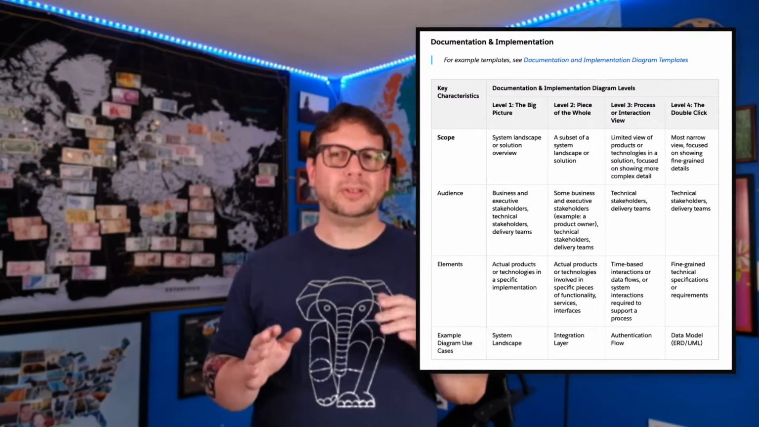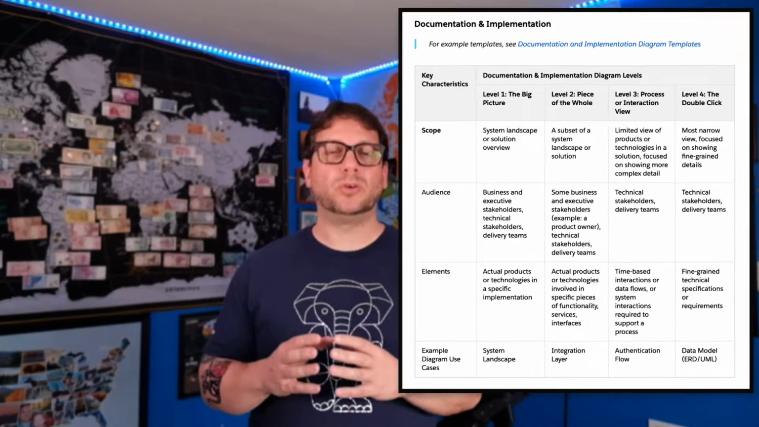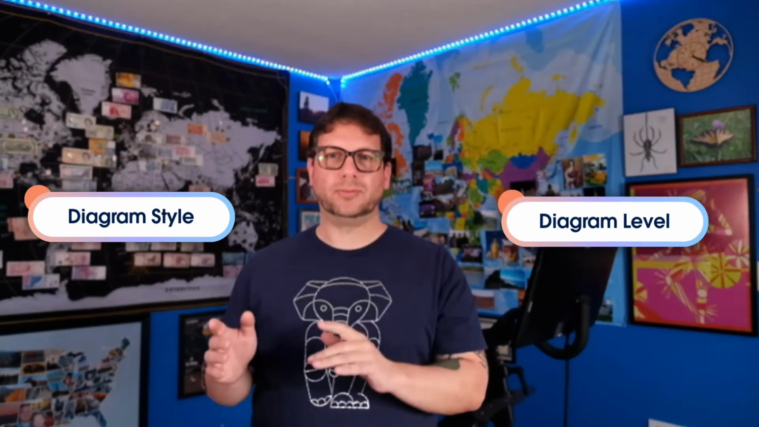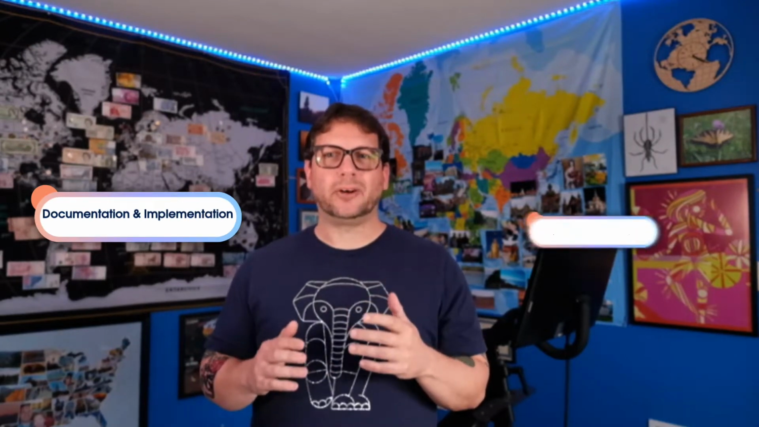All right, let's get started by talking about what level 1 documentation and implementation actually means. You can read all the details about this in our How to Diagram pages on architect.salesforce.com, but to give you a quick overview, every Salesforce diagram has a style and a level. So in this case, the style is documentation and implementation. And that means that our diagram is going to help our audience understand the technical details related to an implementation.